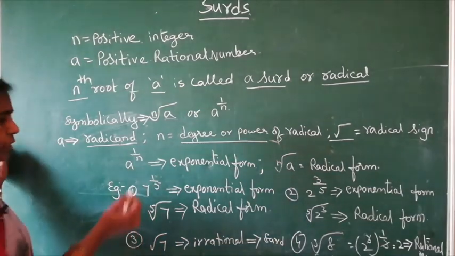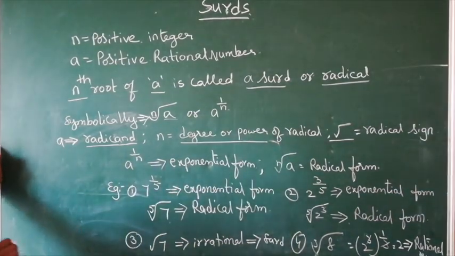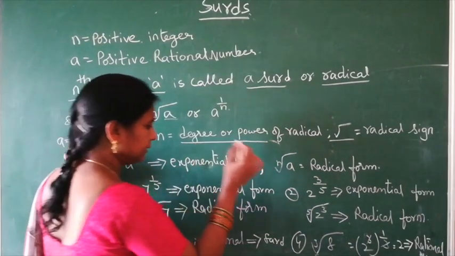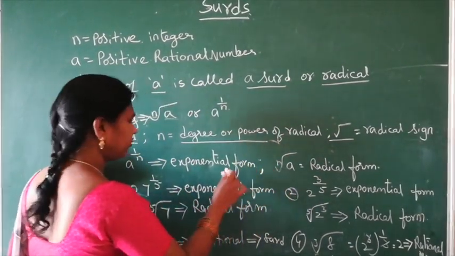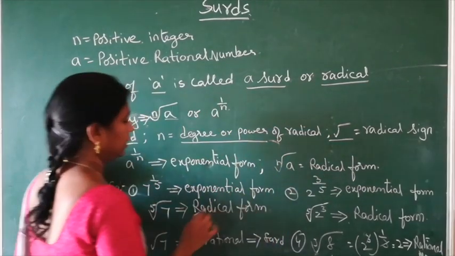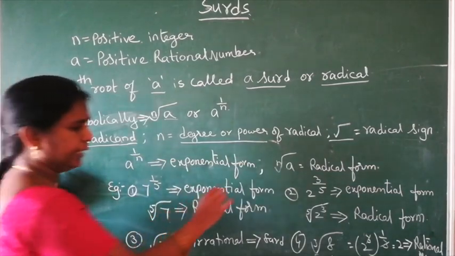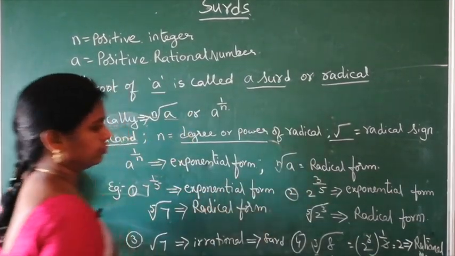Now, in these two forms we can change exponential form to radical form and radical form to exponential form. How to write the exponential form? A to the power of 1 by n is the exponential form. In the same way, the radical form is the nth root of a.